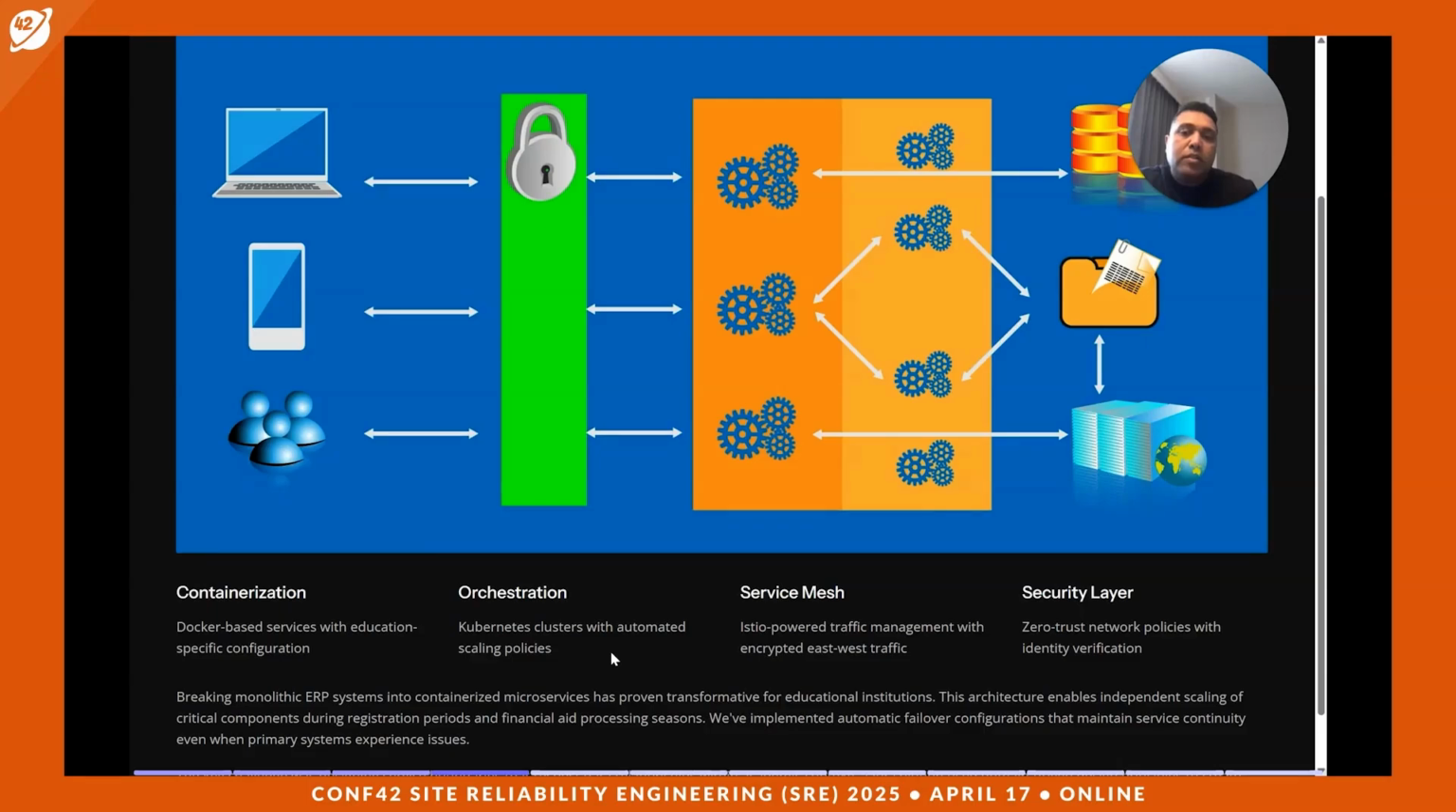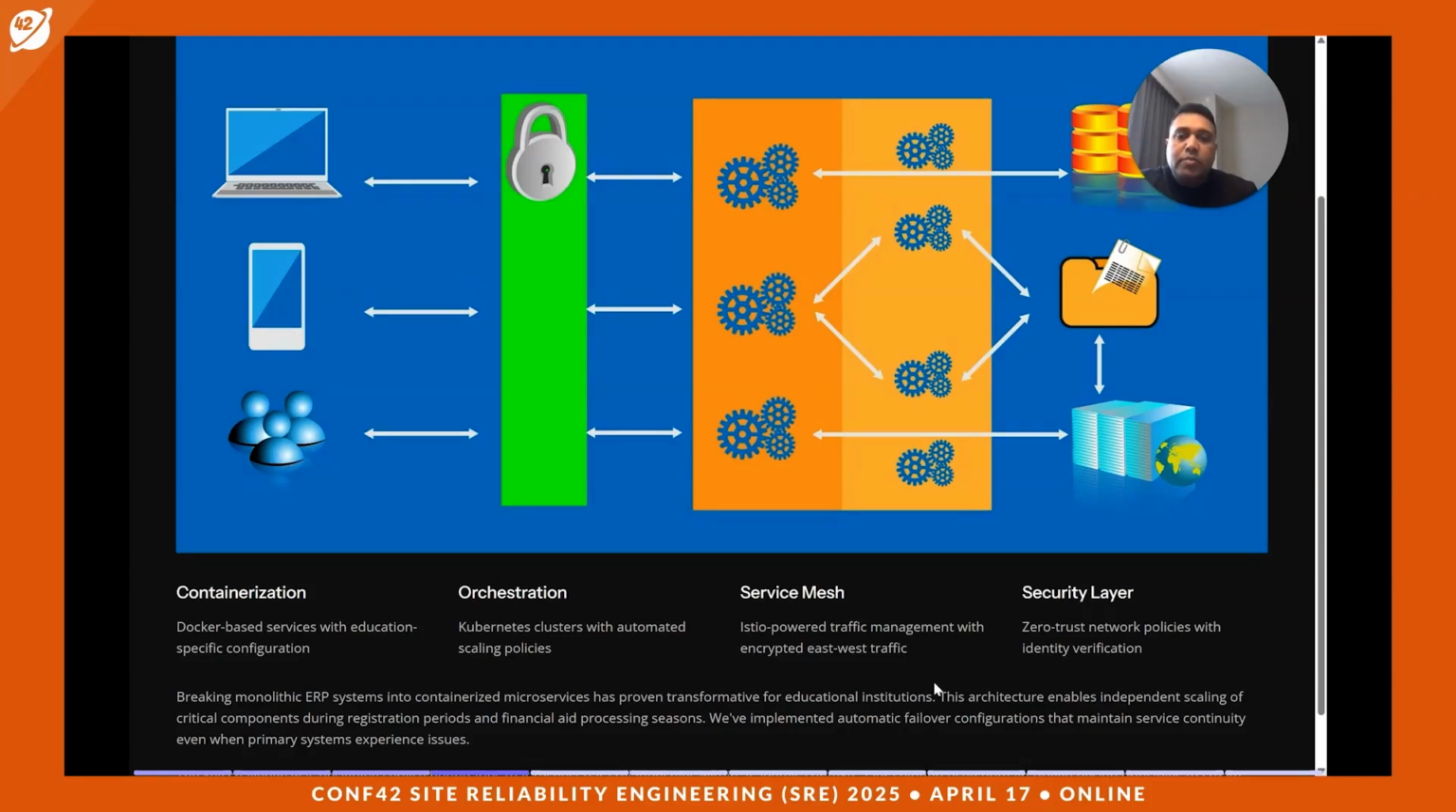Now, orchestration is the Kubernetes clusters with automated scaling policies. And then we have the service mesh, which is the Istio-powered traffic management with encrypted east-west traffic. So how we manage the traffic during the peak period is what the service mesh does. And then we come to the security layer, which is the zero trust network policy with identity verification, which is very critical to higher education.